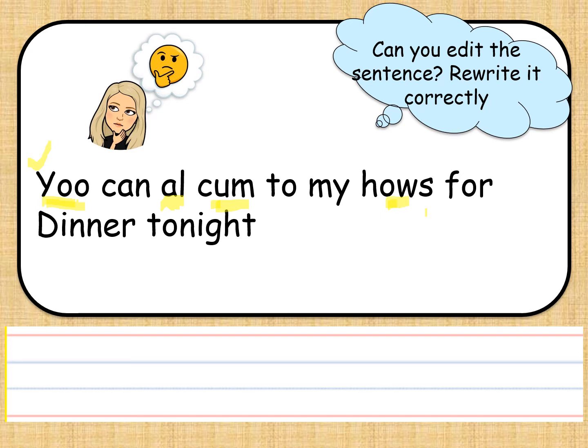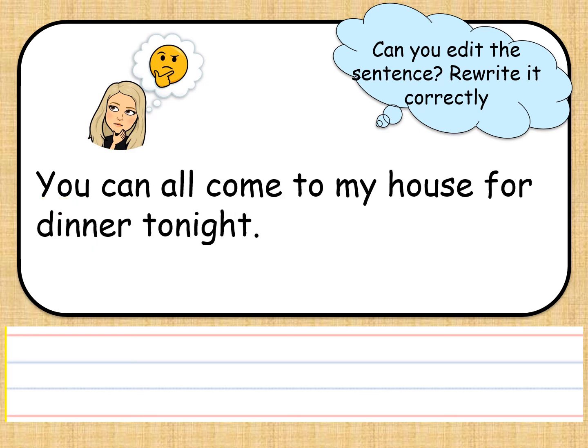Can you remember the other way we can make that ow sound? For dinner, it looks right and sounds right. There's something going on here. And tonight. What you need to do is copy this sentence on a piece of paper, but you need to fix all of the spelling mistakes. Okay? See if you can pick up all the words that I've spelled incorrectly. And when you're ready, press play and we'll go through the answer together.